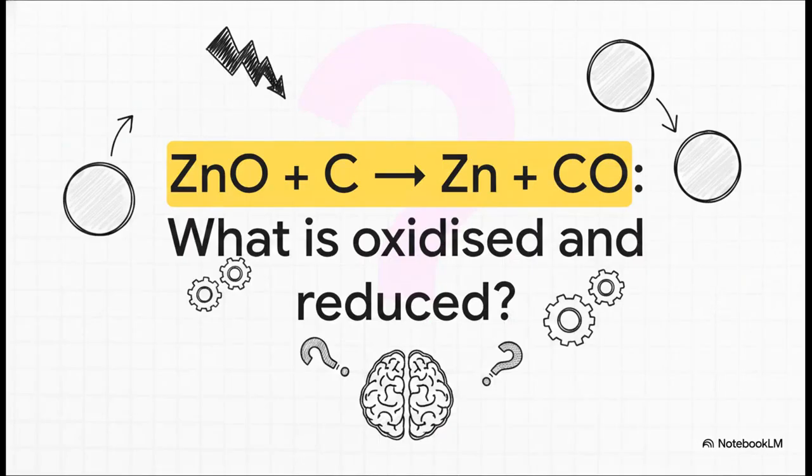To start us off, here's a notoriously tricky trap question. We've got ZnO plus C yielding Zn plus CO. Or, in other words, zinc oxide plus carbon turns into zinc and carbon monoxide. If you were staring at this exact formula on a test right now, could you confidently answer which reactant is oxidized and which is reduced? Go ahead, take a mental guess right now. Let's see if we can navigate this trap perfectly.